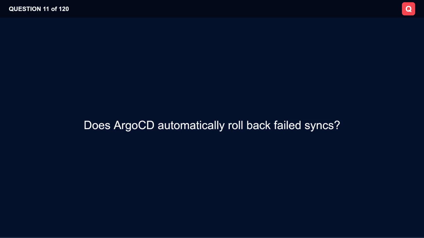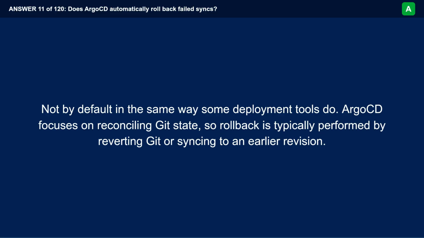Does ArgoCD automatically roll back failed syncs? Not by default in the same way some deployment tools do. ArgoCD focuses on reconciling Git state, so rollback is typically performed by reverting Git or syncing to an earlier revision.